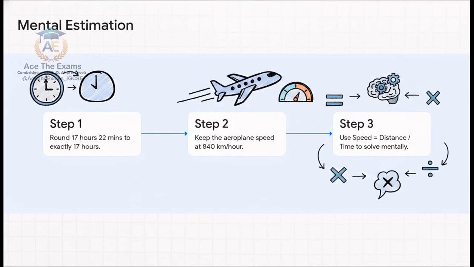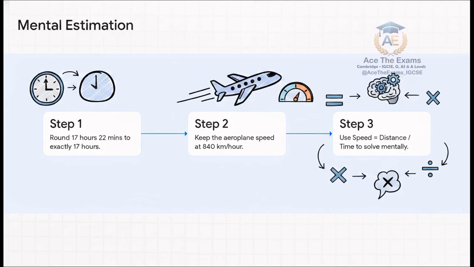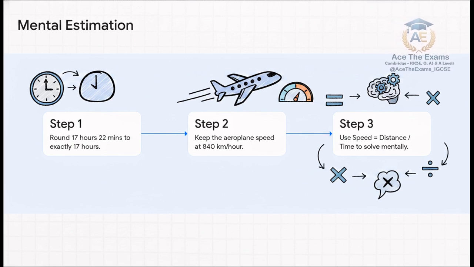So can you mentally spot the estimation path? First, we take that 17 hours and 22 minutes and simply round it down to a clean 17 hours. Second, we keep the speed at 840 kilometers per hour. Third, we use the core concept. Speed equals distance divided by time. By quickly rearranging this to distance equals speed multiplied by time, you can easily multiply 840 by 17 in your head to grab your top band marks without ever touching a calculator.